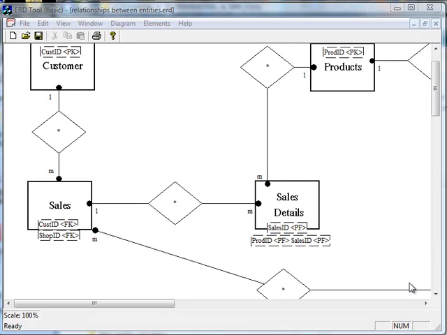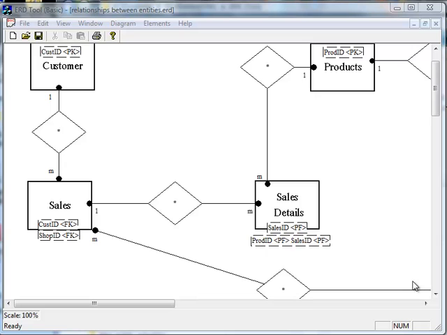Now keep your eye on sales and sales details as we look at the second normal form. The second normal form states that all attributes of an entity should be fully dependent on the whole primary key. This means that each attribute of an entity can only be identified through the whole primary key.